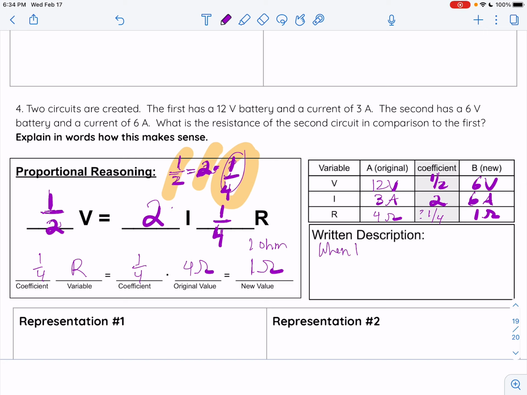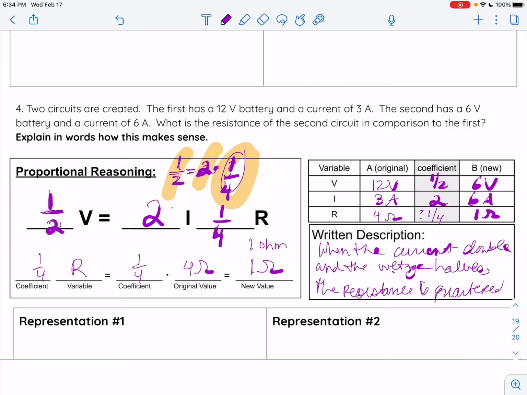Okay, so when the current doubles and the voltage halves, the resistance is quartered. It's a quarter as much, so it's super easy compared to before. All right, and then see what you can come up with for these.